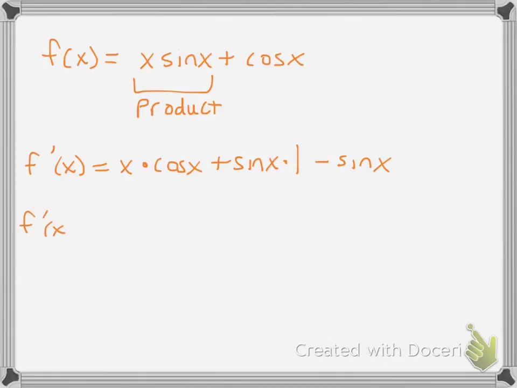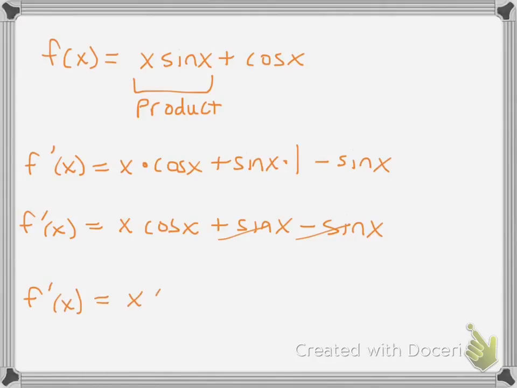So now I'm going to rewrite my derivative, x cosine x plus sine x minus sine of x. Now you'll see that the sine x and the minus sine x, they cancel each other out, so really this derivative just becomes x times cosine of x. And we are done.